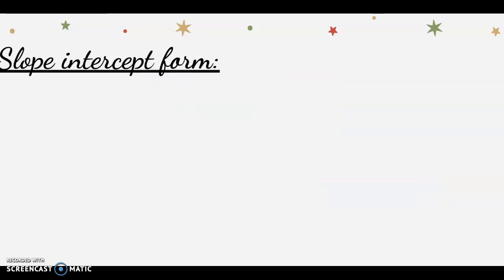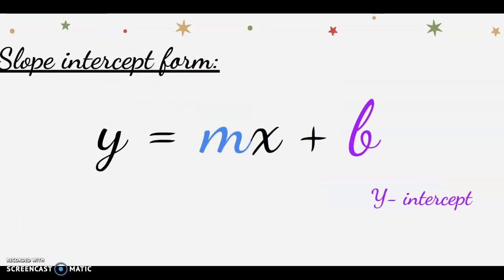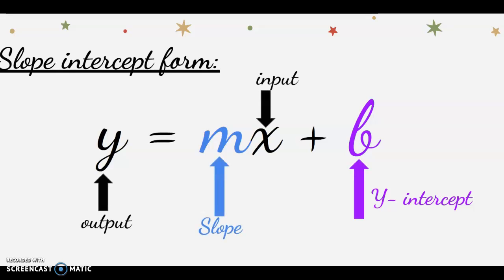Another thing to remember is the slope-intercept form. That is our y equals mx plus b, where m is my slope, b is my y-intercept, where it hits the y-axis. That's why it's y-intercept, where it intercepts my y-axis. X is going to be where I put my input values, and y is going to be where I put my output values. So let's look at some examples and solve and jog your memory.